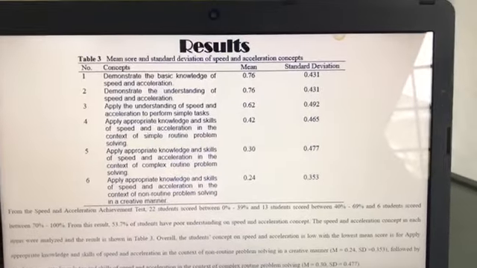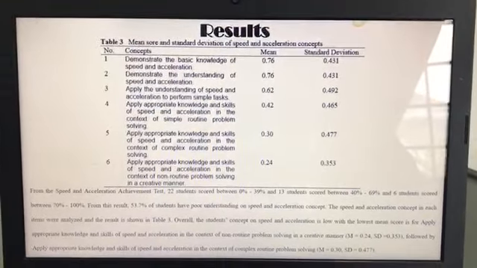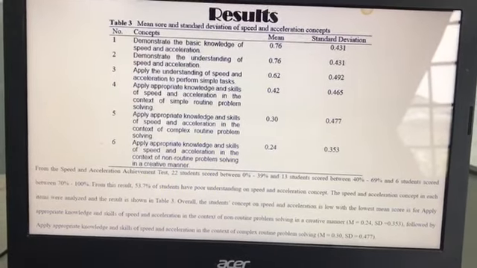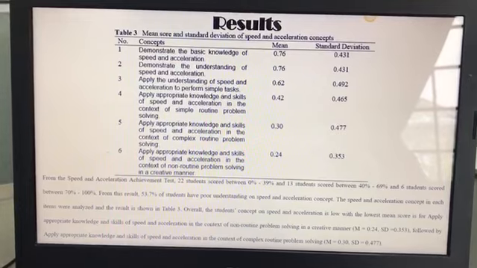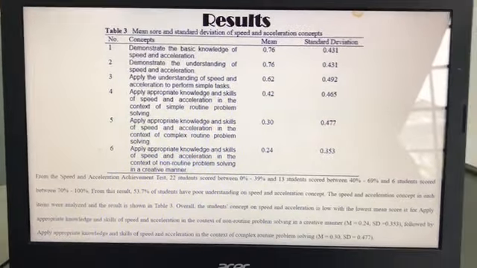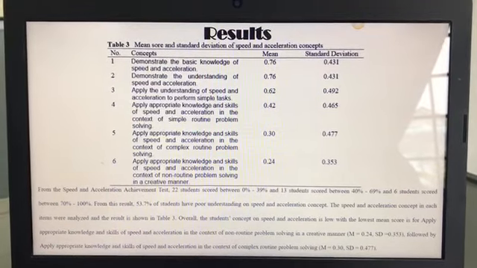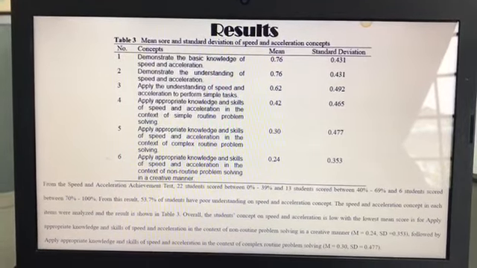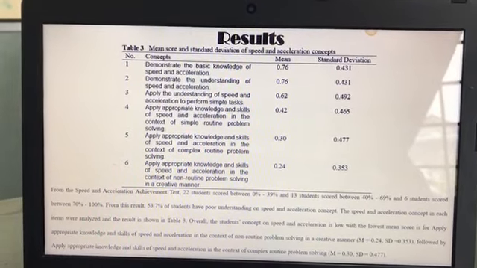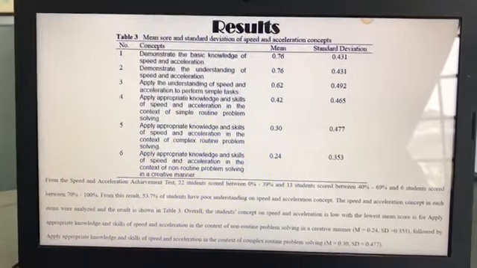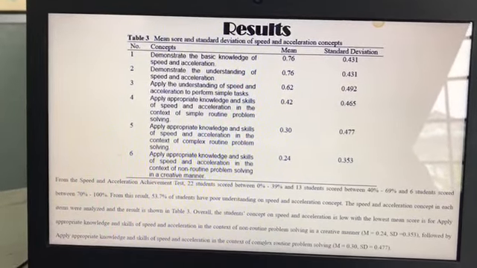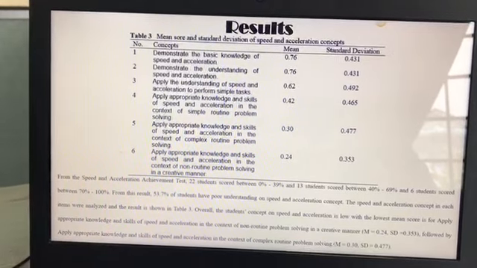For the second result, shown in table 3, which is from the speed and acceleration achievement test, 22 students scored between 0% to 39%, 13 students scored between 40% to 69%, and 6 students scored between 70% to 100%. From this result, we can see 53.7% of students have poor understanding on speed and acceleration concept.